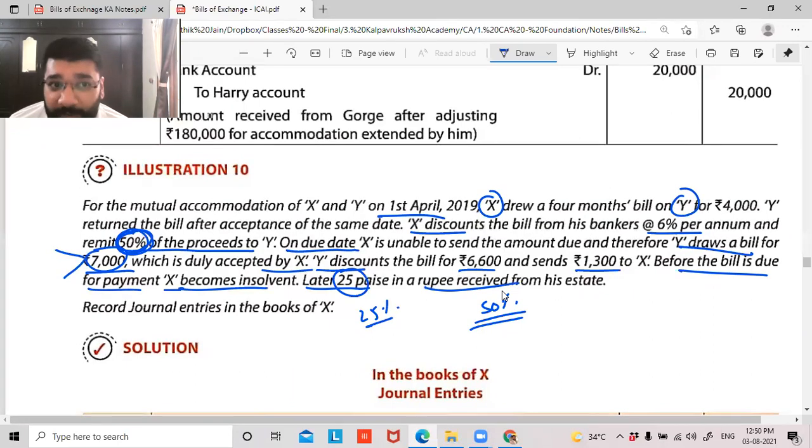Illustration 12 is a similar question to this, which I'll be doing now. They've asked you to pass entries only in the books of X. This is the exact question like illustration 11, no change. And illustration 12 will also be exactly the same question. Out of these two questions, 10 and 12, I just wanted to do one.